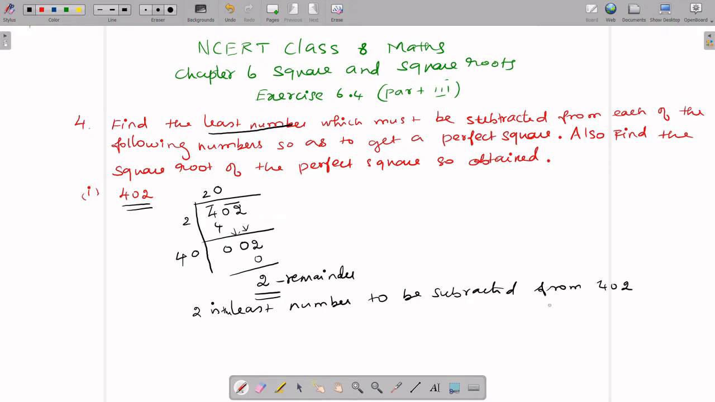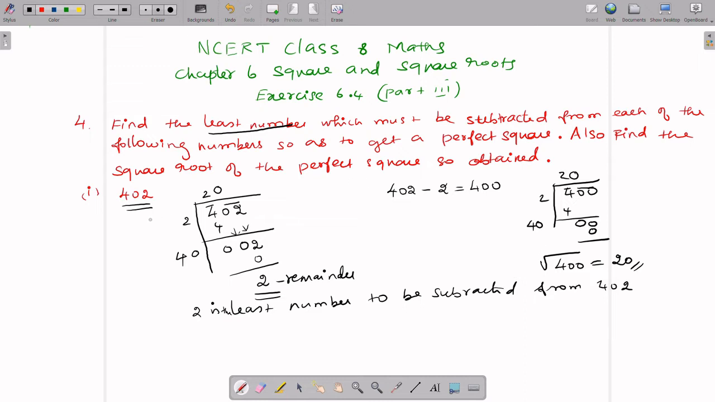So we subtract: 402 minus 2 is equal to 400. For 400 we have to find the square root. Taking two digits at a time, 2 twos are 4, and the two zeros remain, 2 plus 2 is 4, and 0 is there, so it becomes 0. So the square root of 400 is equal to 20. This is our solution for the given problem.